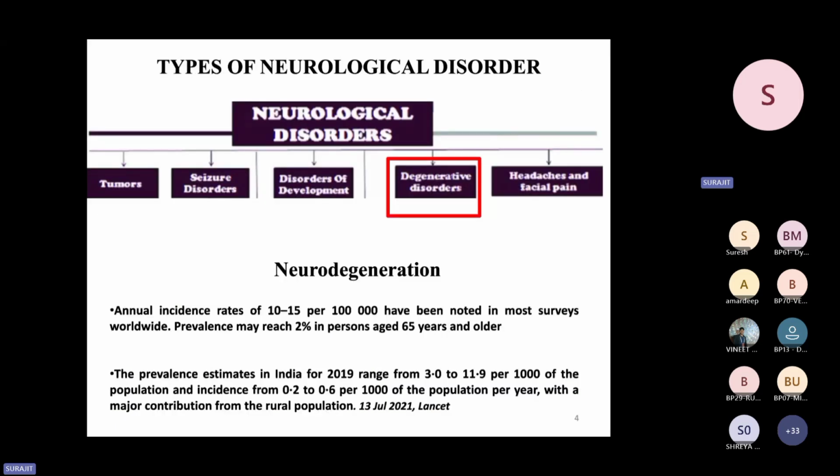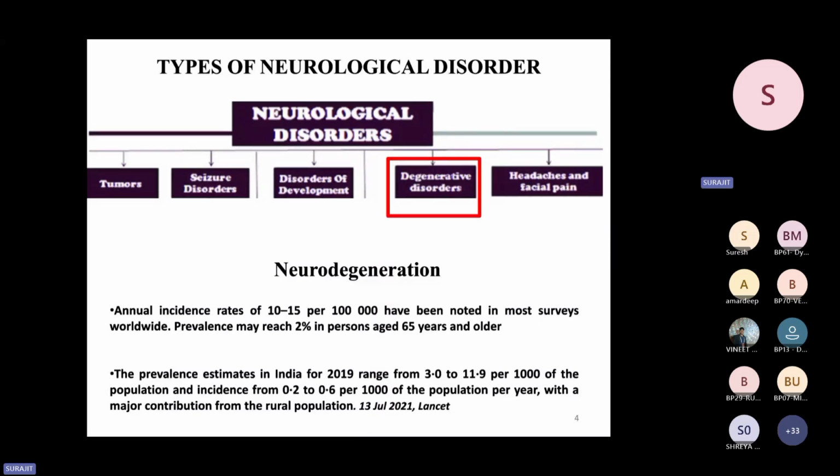Neurological disorder basically means a disorder associated with neurons, our brain, our spinal cord, the central nervous system, the peripheral nervous system. Any type of disorder associated with our neurons. It can be a tumor. This classification is based on the symptoms and the affected areas. Like tumor, seizure disorder like epilepsies, disorders of development. This includes developmental neurological disorders like ASD, autism, and another is degenerative disorders, and another is headache and pain. Headache and pain disorders are very common.